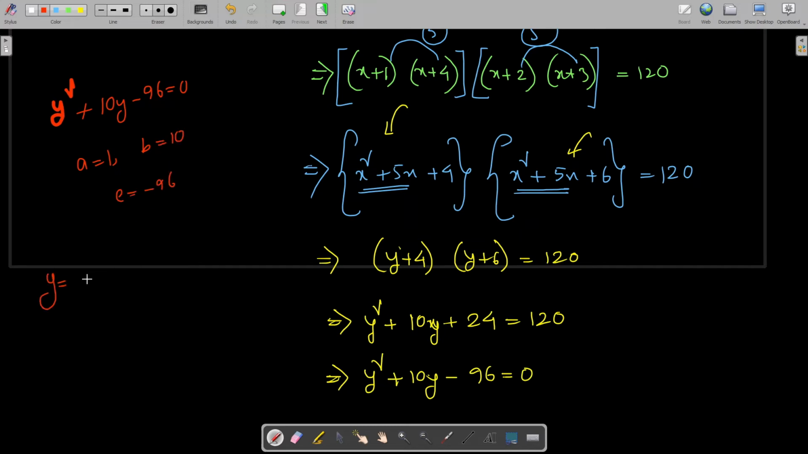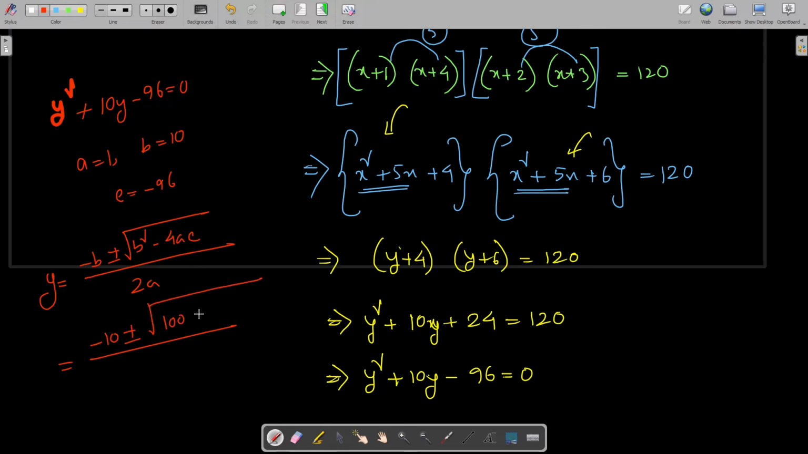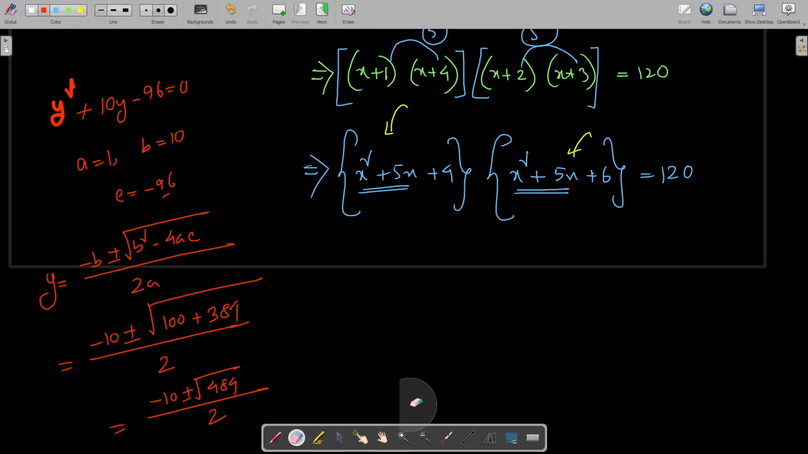So what will be the value of y? It will be minus b plus minus root of b square minus 4ac, divided by 2a. Let's put the values. Minus b will be minus 10 plus minus the root of b square, b is 10, so it will be 100. Then we have 4, c is minus 96, and a is 1, so it will be plus 384, divided by 2. Now we get minus 10 plus minus the root of 484 divided by 2. 484 is nothing but 22 square. So we got the value of y as minus 10 plus minus 22 divided by 2.